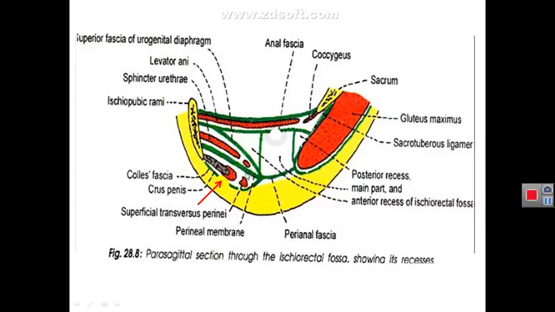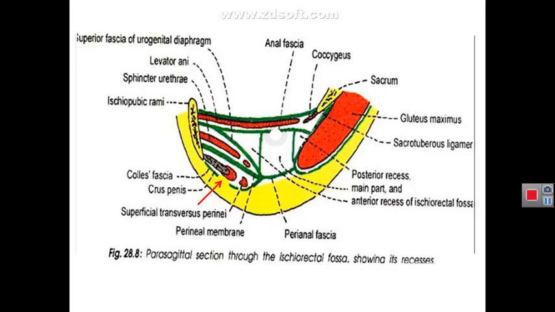Okay, while considering these structures that are closing the urogenital triangle, as they contain three fascia, they form in this triangle a deep perineal space and a superficial perineal space. Now we will pass into details of the deep perineal space and details of the superficial perineal space.